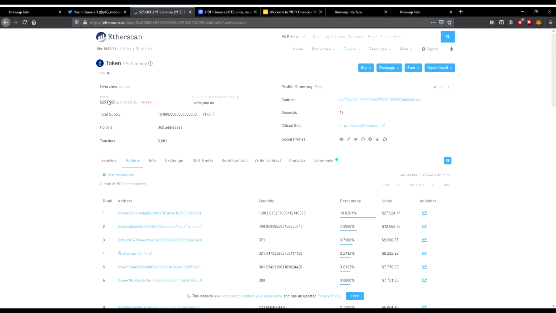YFI3.money. Let's have a short look at what we have here. You can see the price went a little bit down to $25.6. The fully diluted market cap is 256,800. This is not that bad. It's quite the start of something good, I think. The real market cap is not available at the moment. Total supply is at the moment 10,000 YFI3 coins.